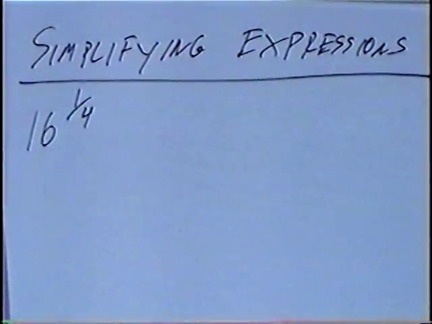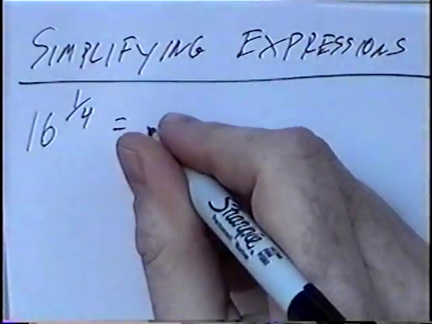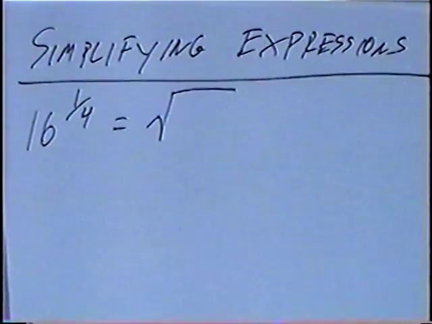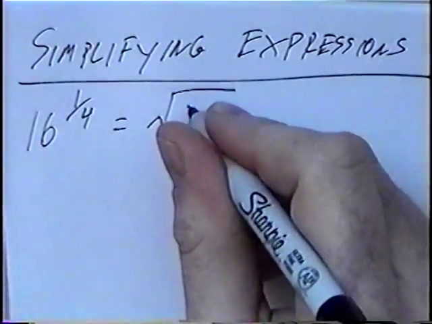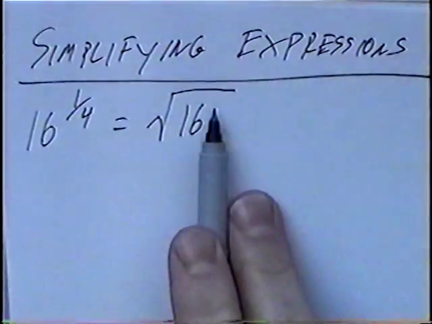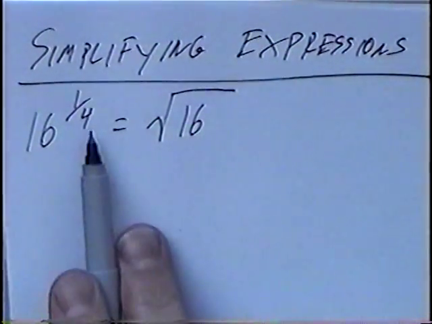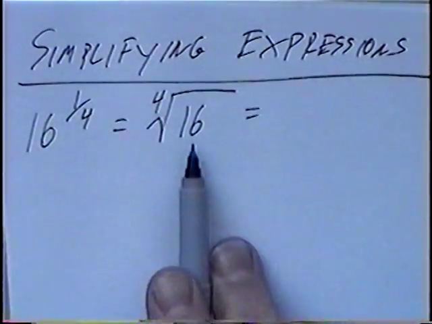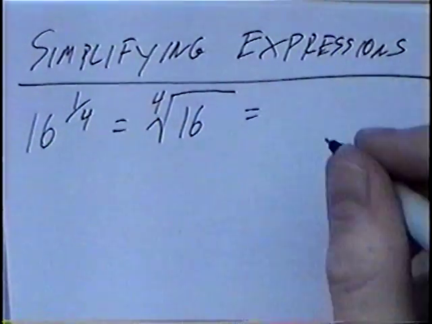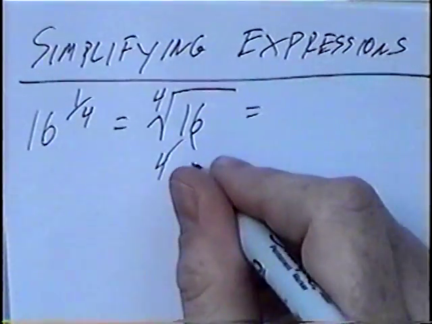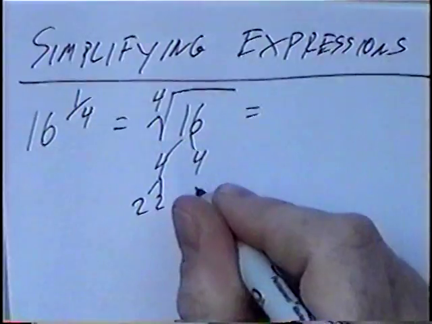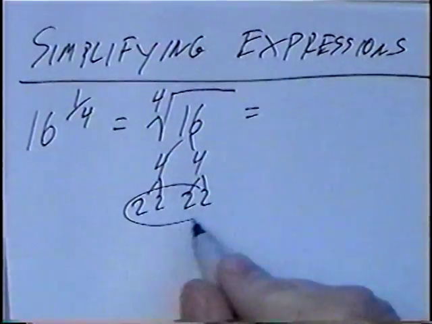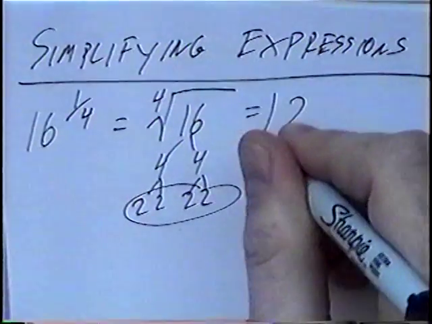Looking at 16 to the 1/4, there's no way to multiply 16 1/4 times, but what we can do is change that to a radical form and then simplify the radical. 16 would stay inside the radical. The 1 would be the exponent, or just leave it at 16, and the 4 would be the root number. The 4th root of 16, you can either think about what number times itself 4 times is 16, or you can do factor trees, such as 4 times 4 and 2 times 2. And then we'll have 4 sets of 2, so the 4th root of 16 would be 2.